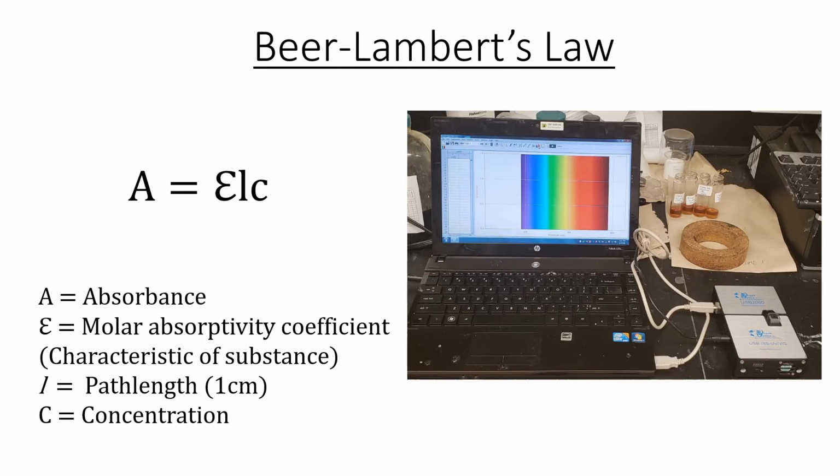For the absorbance values, we utilized Beer-Lambert's law, where A is equal to epsilon times L times C. A is the absorbance value, epsilon is the molar absorptivity coefficient, L is the path length, which is usually 1 centimeter, and C is the concentration.